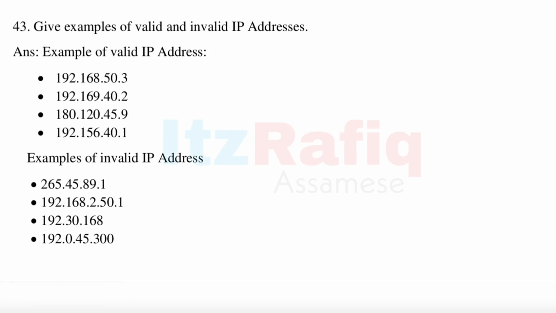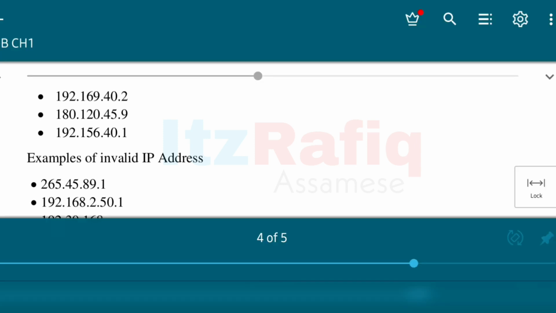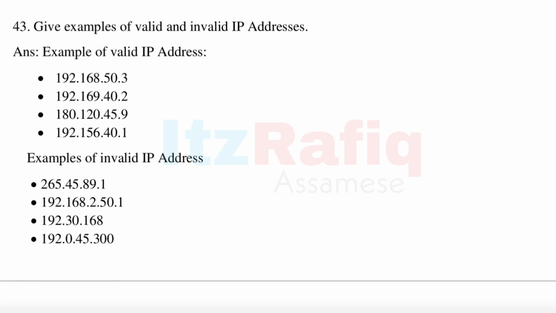in a network. Example of valid IP address. Now you remember, for a valid IP address we have to write the number in 4 groups separated by dot, and each number should be from 0 to 255, and always give the larger numbers in the first 2 groups, and in the second 2 groups give smaller numbers. And for an invalid IP address you can write anything: you can make 5 groups or 3 groups, you can give a number which is larger than 255, so this way you can write an invalid one.